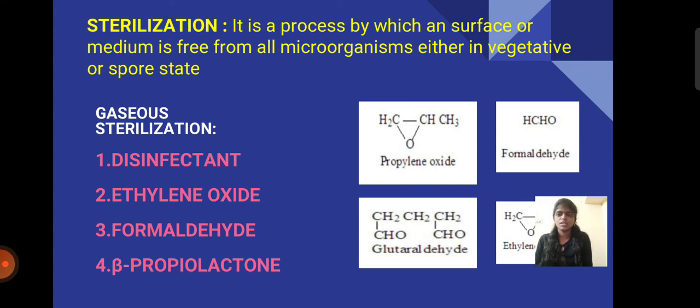Coming to gaseous sterilization. Sterilization is divided into three types: physical, chemical, and mechanical. Coming to the chemical, the gaseous sterilization is of four types: disinfectant, ethylene oxide, formaldehyde, and beta propiolactone.